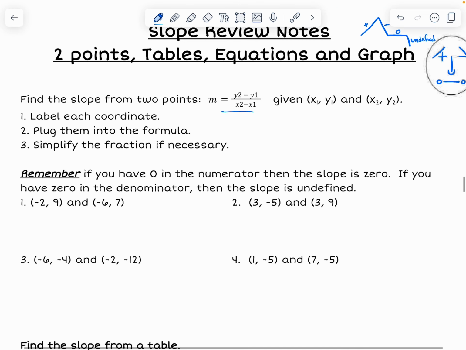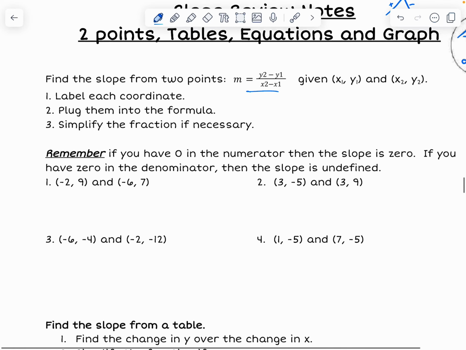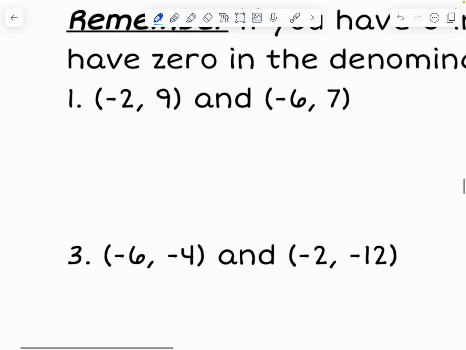Then, we do have the formula that we can plug into. So if you're using the formula, you would label each coordinate, x1, x2, y1, y2. Plug them into the formula and simplify your fraction. Now, if you have a 0 in the numerator, that slope is 0. If the 0 is in the denominator, then it is undefined. So we're going to look at this right here.